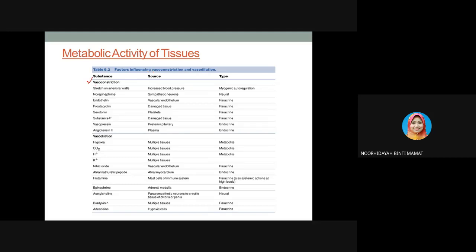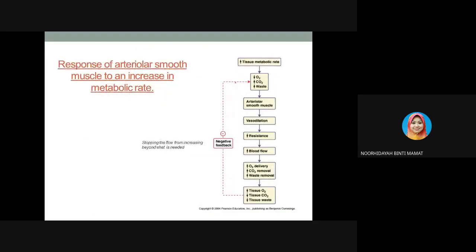So this is the substance for vasoconstriction, and this is for vasodilation. We have the exposure, the source and the type. You can look through this table after this. This is the response of arteriolar smooth muscle to an increase in metabolic rate.